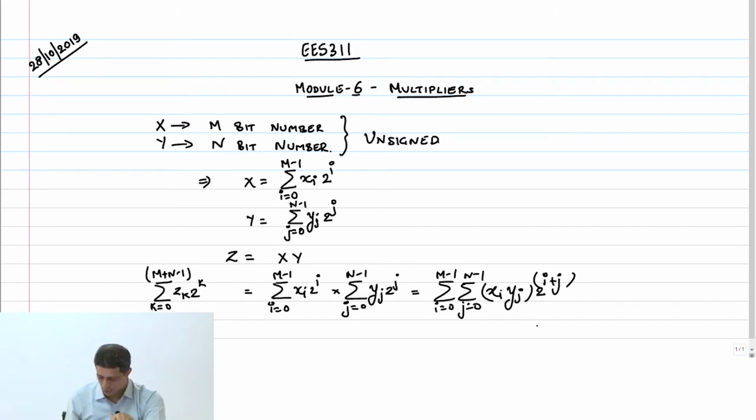So what is this coefficient z_k? This is equal to the summation of x_i y_j such that i plus j equals k. So you are just grouping all the terms and you are able to evaluate the coefficient of 2^k. Let's look at a simple example.